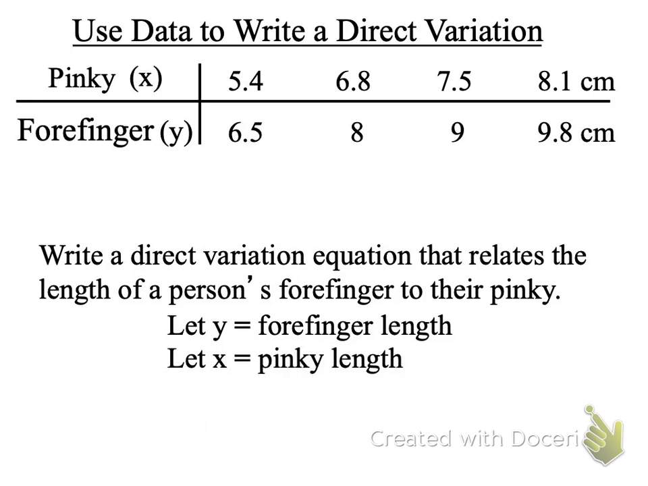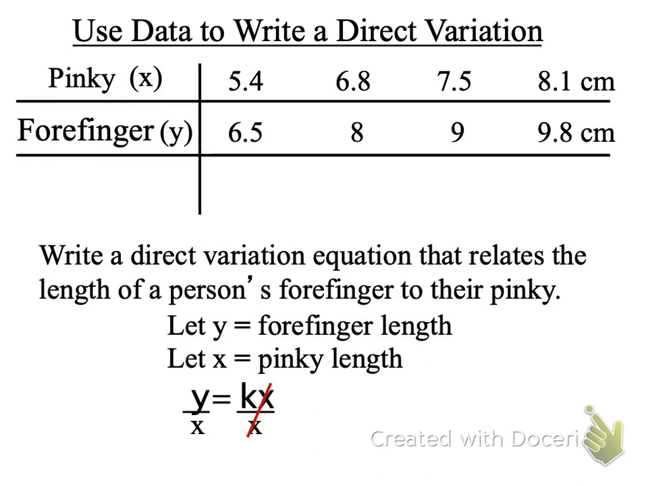If I get the k alone, what would I do to get k alone? You divide both sides by x. So isn't my constant of variation or constant of proportionality equal to y over x? Right? Yeah. So I really can take 6.5 divided by this, 8 divided by this, 9.5 divided by 9.8, and divided by 8.1. Does that make sense?